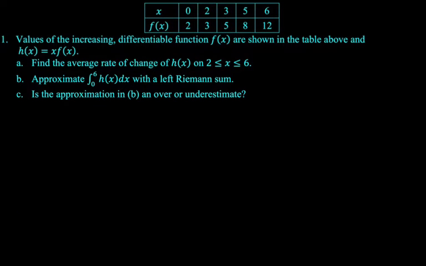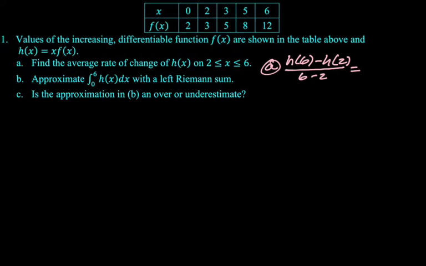Values of the increasing differentiable function f of x are shown in the table above, and h of x is equal to x times f of x. We want to find the average rate of change of h of x on 2 to 6. All right, so we know average rate of change is algebra 1 slope, so let's just set that up. It's going to be h of 6 minus h of 2 over 6 minus 2.